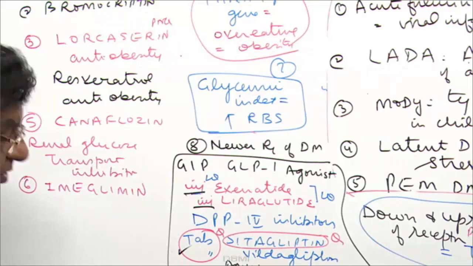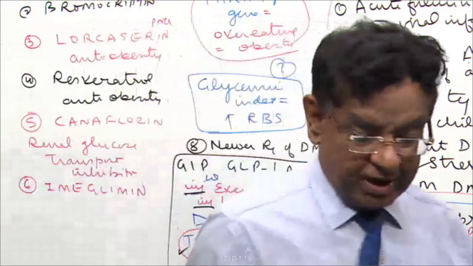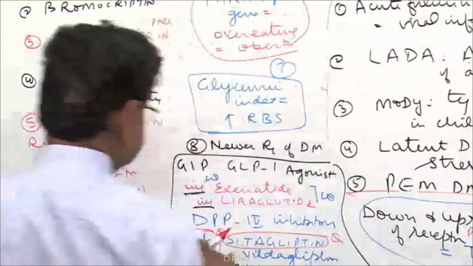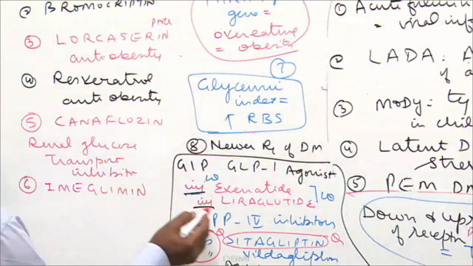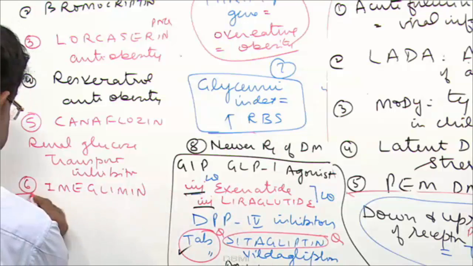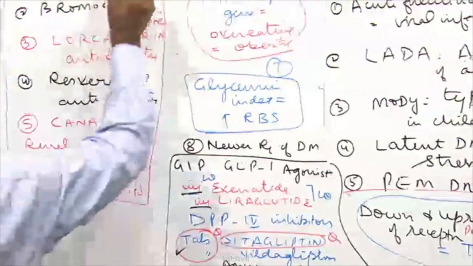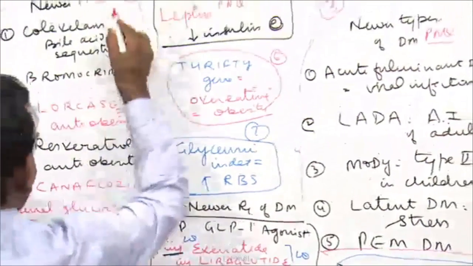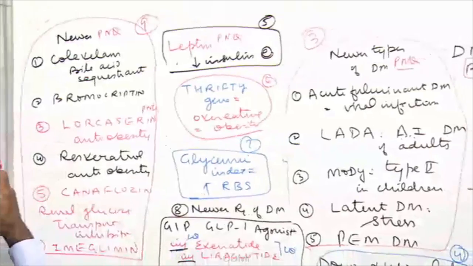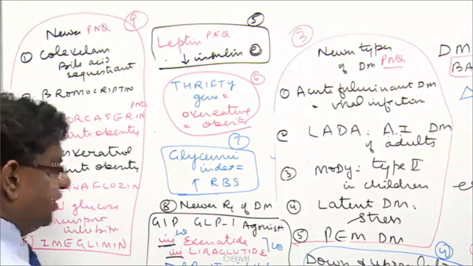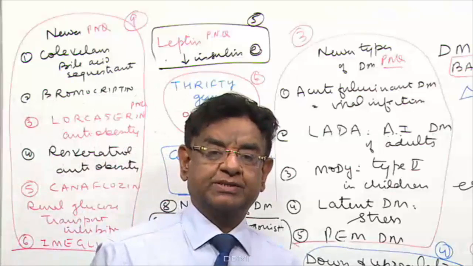Okay. Now I'm going to discuss two special drugs. You can write down, this was box number 8. Box number 9, these two. Now I'm going to tell you some of the newer insulins.